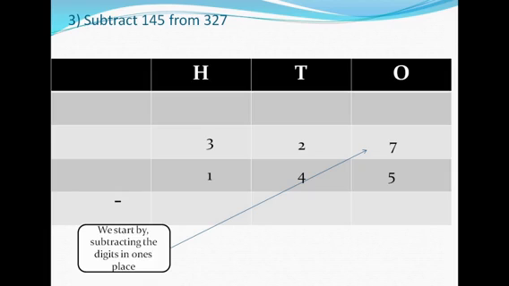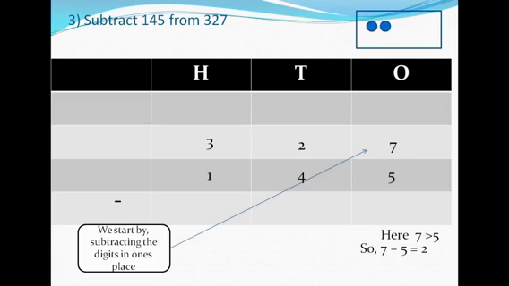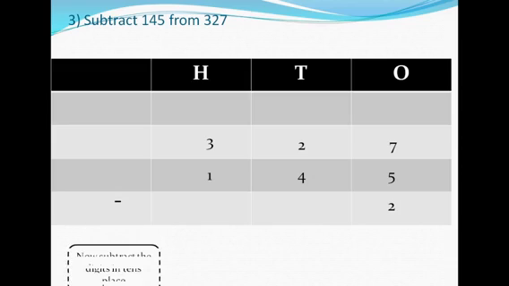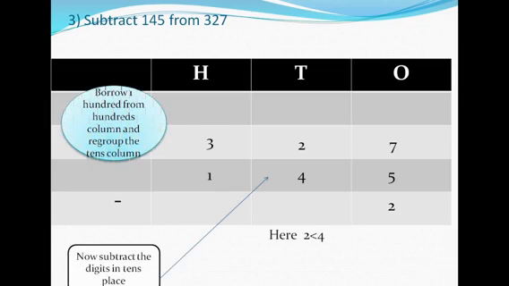Here 7 is greater than 5. If you take away 5 ones from 7 ones, we get 2 ones. We can write 2 under the ones column. Now subtract the digits in tens place. Here 2 is less than 4. We are going to borrow 100 from hundreds place.